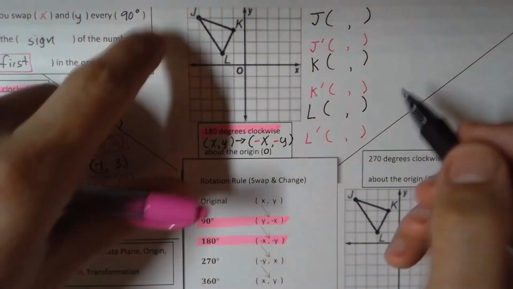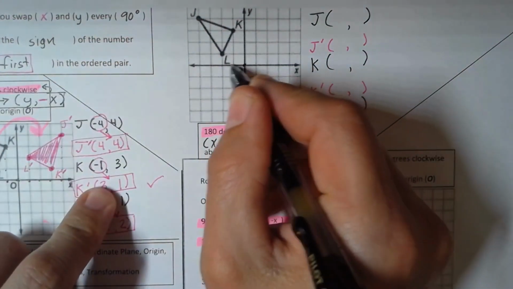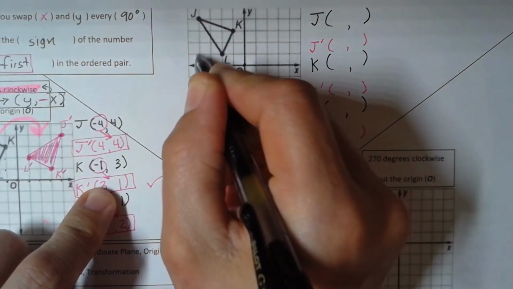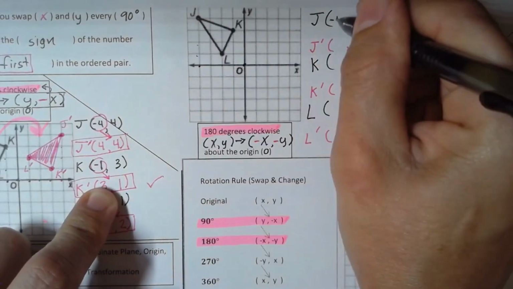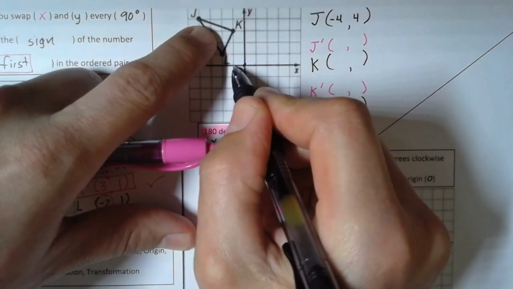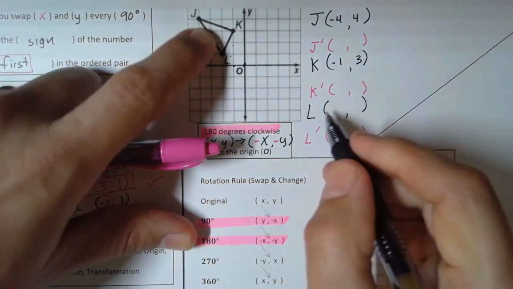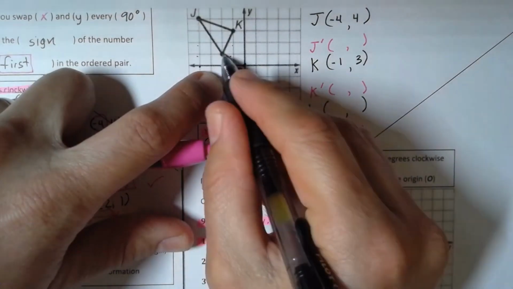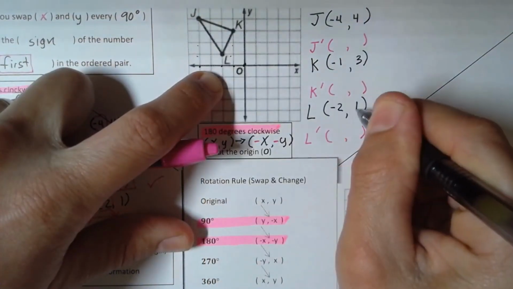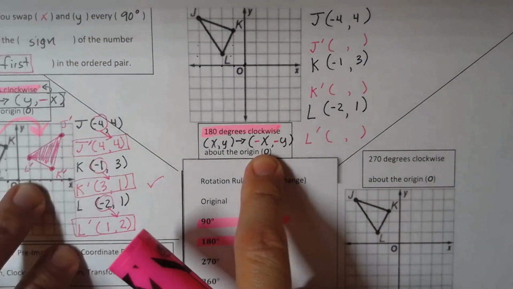So let's go ahead and write our ordered pair. For J, if I start from origin, I'm going to go over 1, 2, 3, 4, and then up 1, 2, 3, 4. So negative 4, positive 4. For K, I'm going to go over 1, and then up 1, 2, 3. Negative 1, positive 3. For L, I'm going to go over 2, up 1. Negative 2, positive 1.